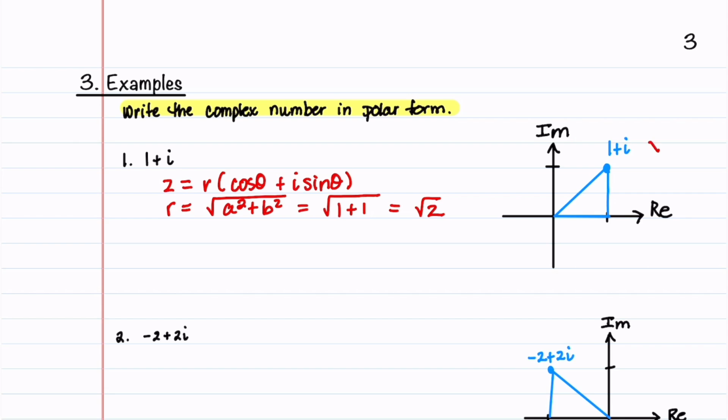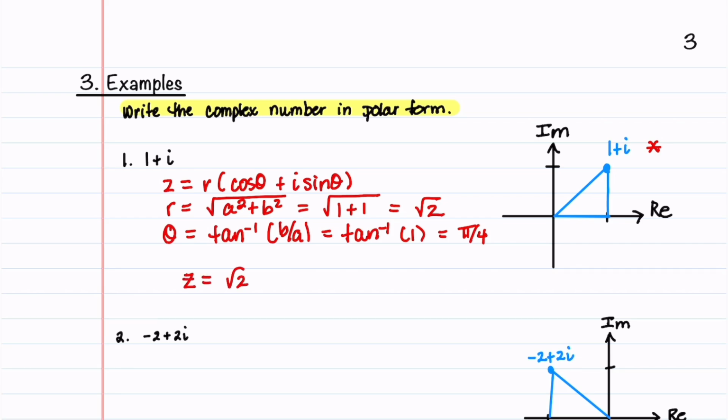We notice that our number is in the first quadrant. So that tells us that theta is going to be the inverse tan of b divided by a. So this is the inverse tan of 1. And we know that that's equal to pi over 4. This gives us z is equal to r, which is root 2, times cosine pi over 4 plus i sine pi over 4.